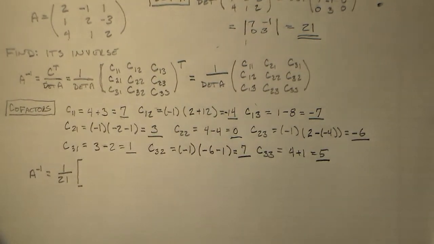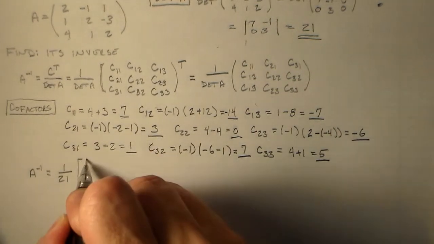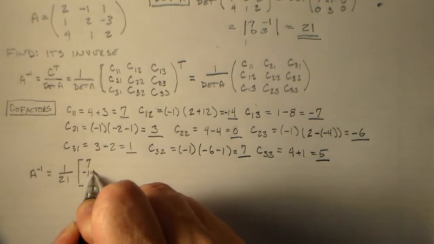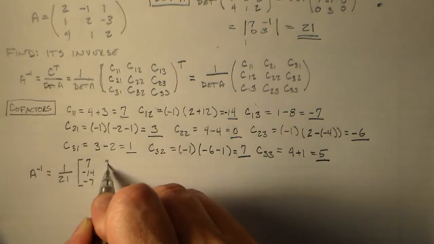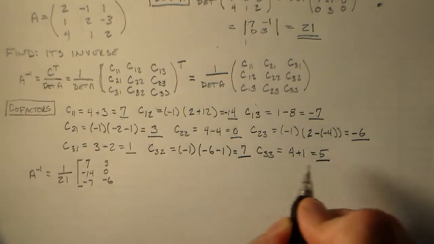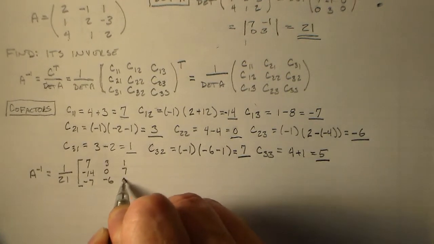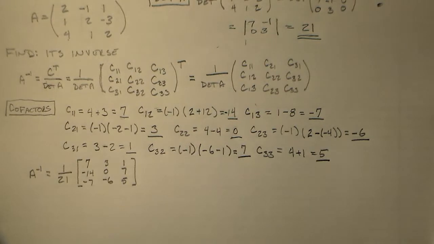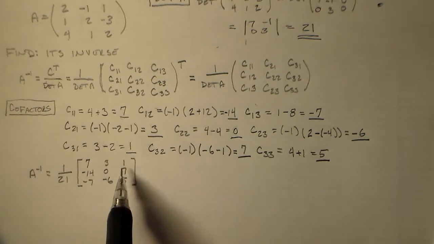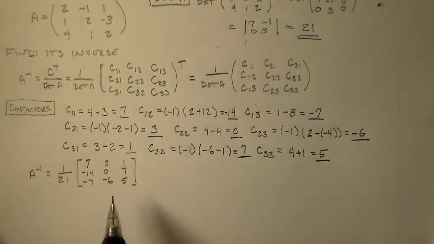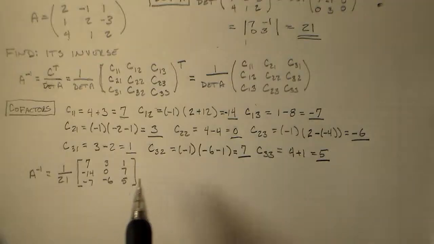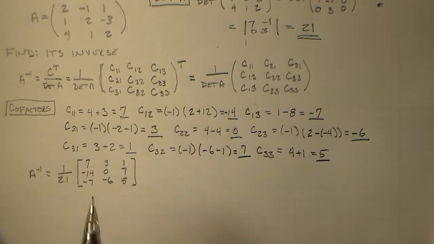times this matrix 7. Down here is minus 14, minus 7, 3, 0, minus 6, 1, 7, 5. So that's it. You could go through and get some more precise values in here and get rid of that factor here. The only problem with that I'd have is that it basically makes life annoying. So it's better just to leave it there, I think, especially because we're about to check.